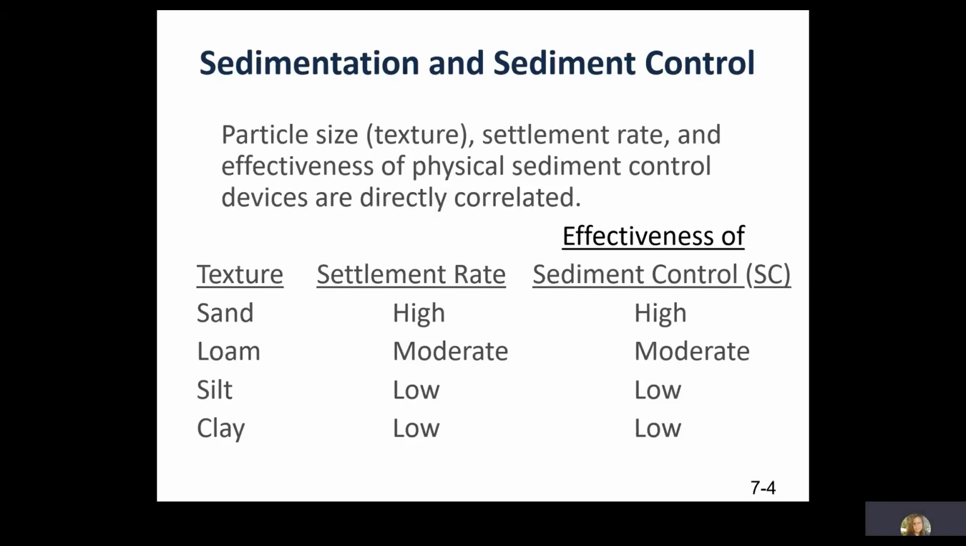Sand is the largest and heaviest particle, allowing it to settle out of the water column quicker and easier than any other soil texture. Therefore, sediment control measures work best on sand-sized particles. Because silts and clays are smaller in size and lighter, they tend to stay in suspension in the water column much longer and do not settle out very easily without the help of a polymer.